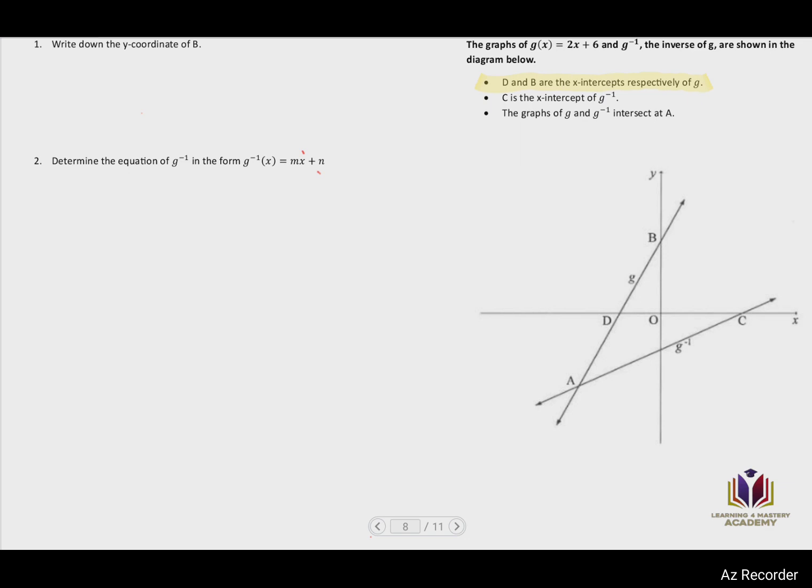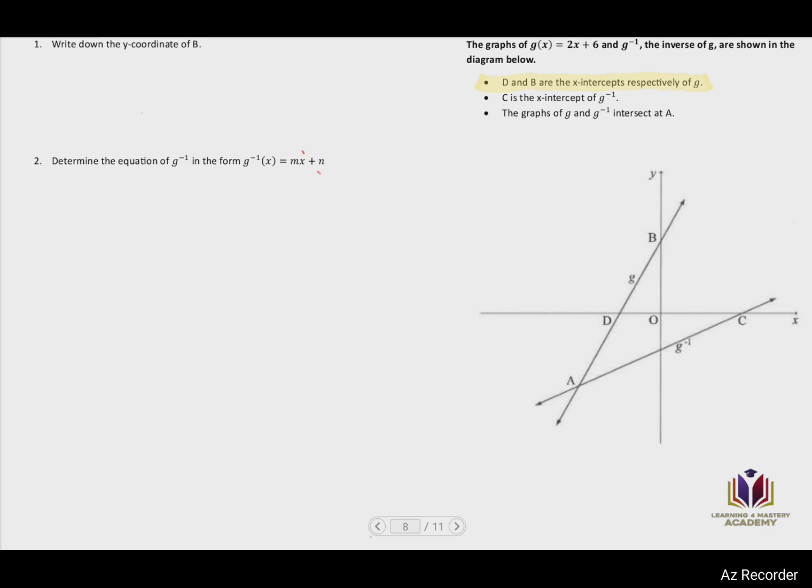The first point says D and B are the x and the y intercepts respectively of g. I left out the y-intercept, it's just a typo. Let me read it again. D and B are the x-intercepts and the y-intercepts of g respectively. The second point says C is the x-intercept of g negative prime, which is the inverse of g. Then it says the graphs of g and its inverse intersect at point A. Now let's read that one last time. Then we somewhere just analyze the graph as well.